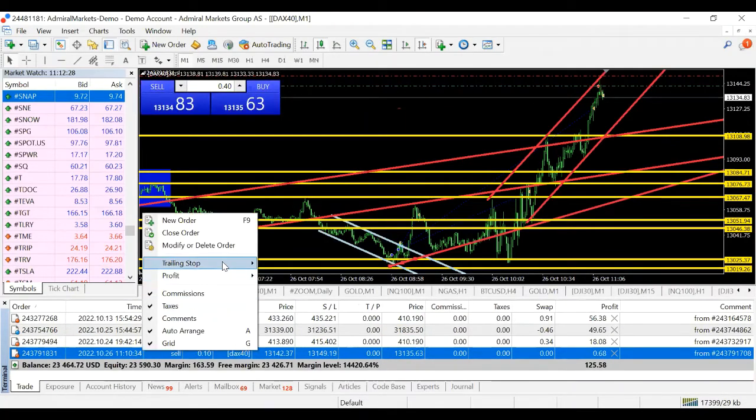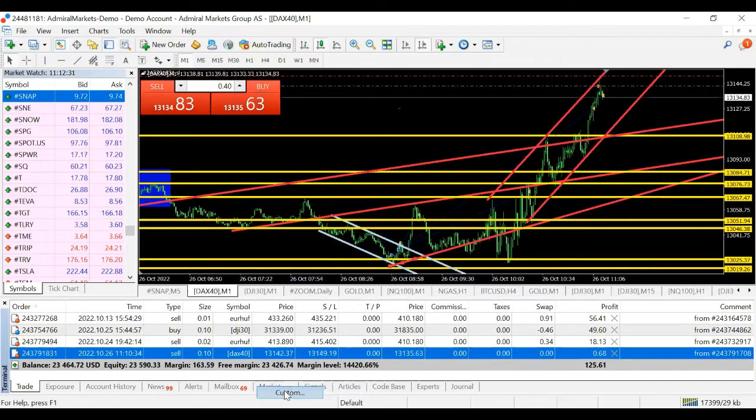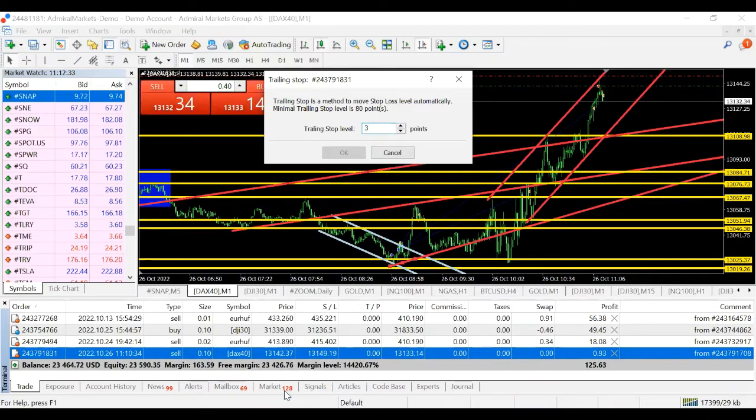So now we are on the safe side and we made some money. And you can set a trailing stop now, for example, to 3 points, and we will see what will happen later.